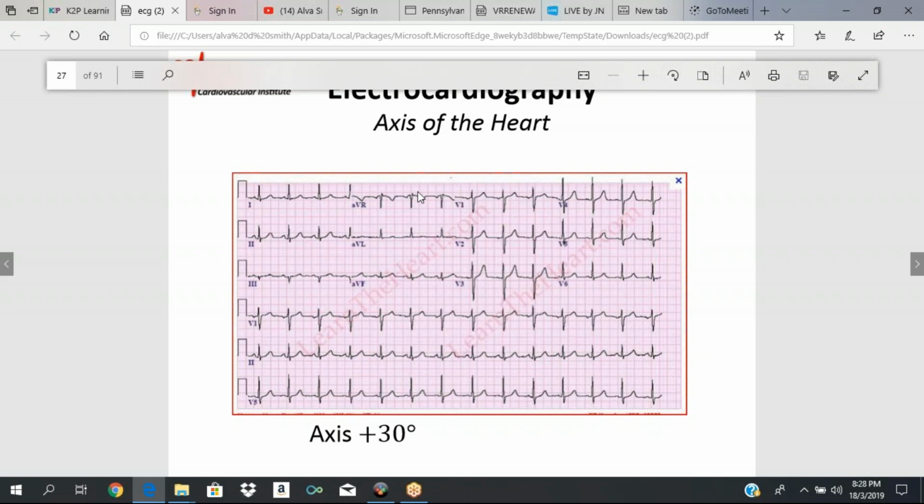Lead 3 is perpendicular to AVR. AVR is also perpendicular to lead 3. And lead 2 is perpendicular to AVL, and AVL is perpendicular. So you don't have to go back. You can toss the cheat sheet if that's the only thing you are looking for, because it goes like that. Okay? So you move from 1 to AVL, lead 3 to AVR, and like that.